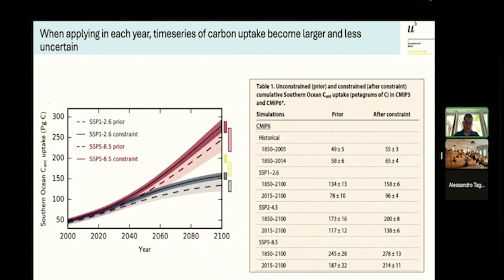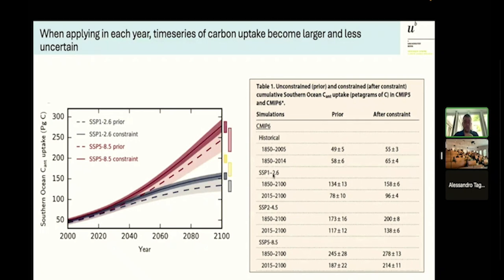And there you can really see that the previous estimates, the multi-model means, are much lower than the constrained estimates for both scenarios shown here, and that the uncertainties are really reduced, so we can give a much better estimate of what we think is going to happen in the Southern Ocean carbon cycle.